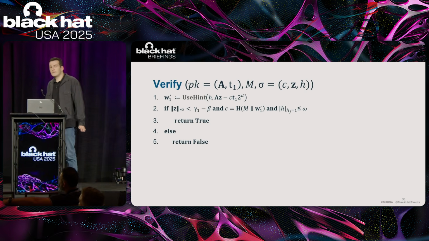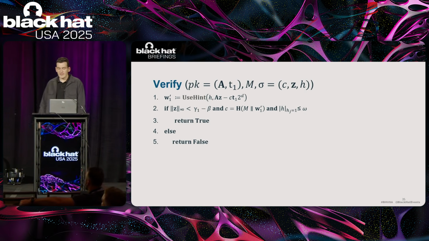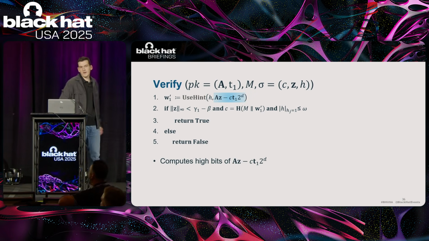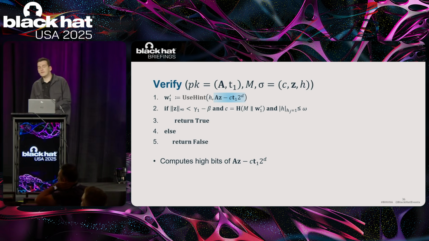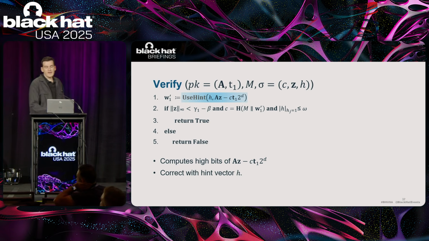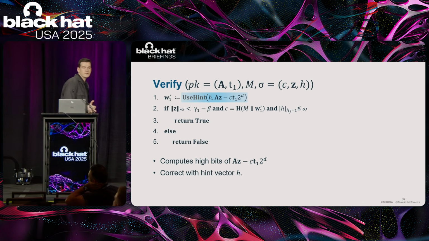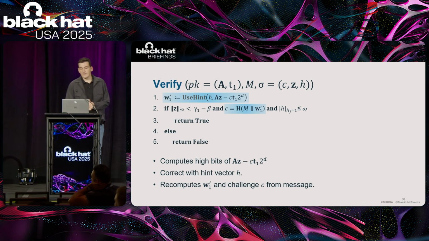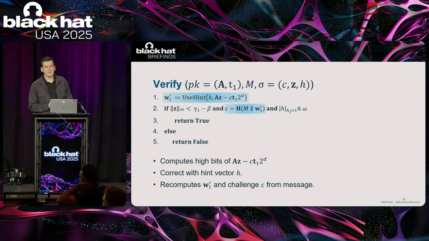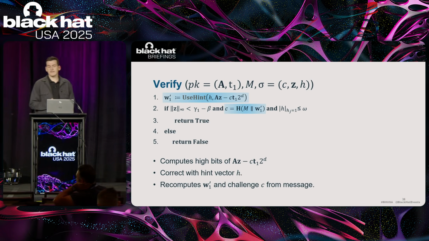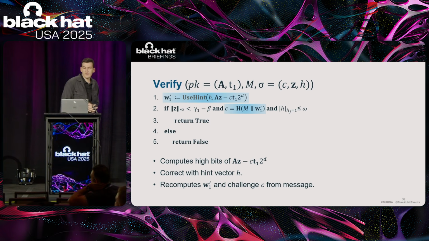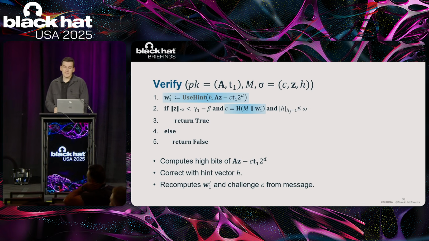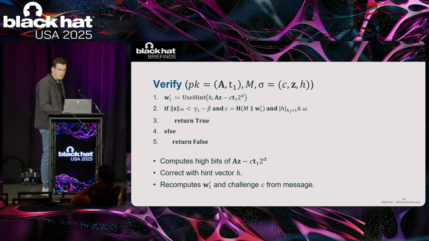So let's come to the most important part for us, which is the verification. The verification is pretty simple. It starts by calculating the value of AZ minus C T1 2 to the power of D, and then it corrects this result with the hint vector, and recomputes W1 and challenge C from the message. And if challenge C is the same as in the signature, and if other security properties are correct, this means the signature is valid, otherwise it's not a valid signature.